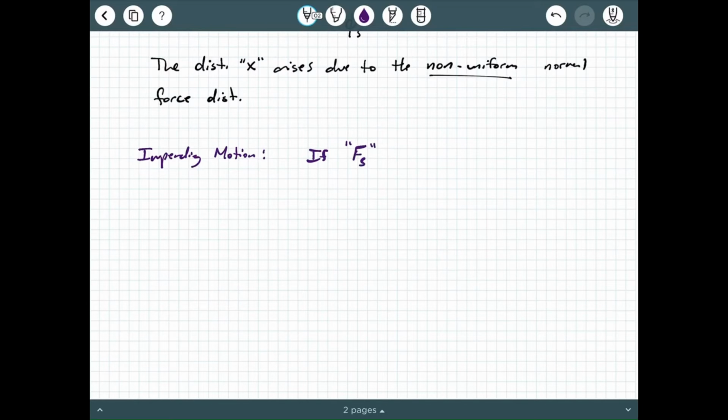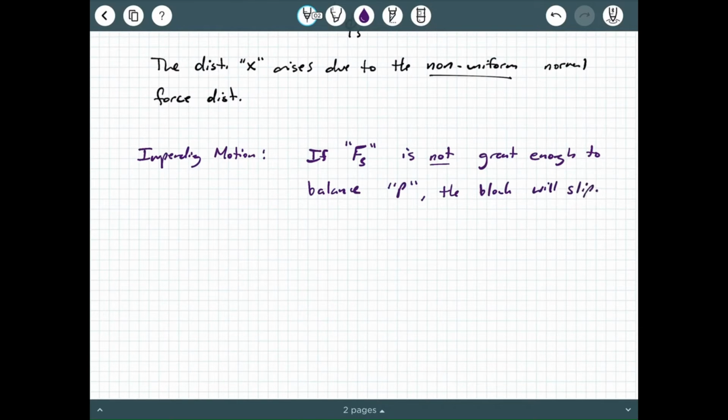Okay, so how does this occur? Well, if F sub s, that friction force, is not great enough to balance the applied load P, the block will slip. So think about that. If the friction force, remember the friction force is resisting movement. If the friction force is not large enough to balance the applied load P, that means the applied load P is bigger than the friction force and the block will tend to want to slip.